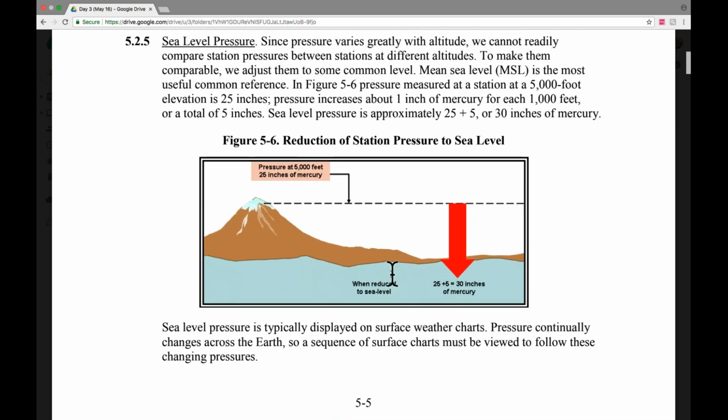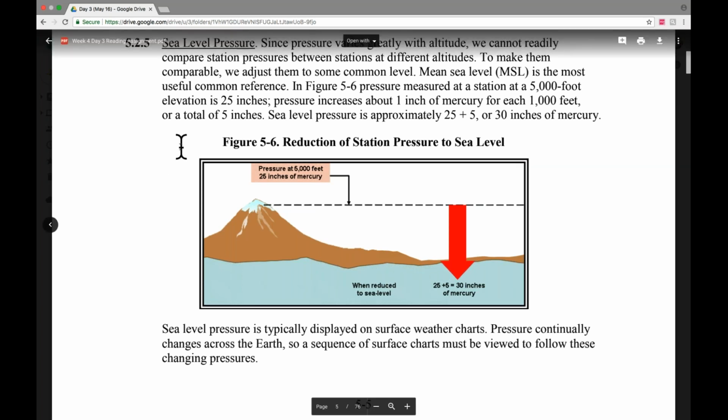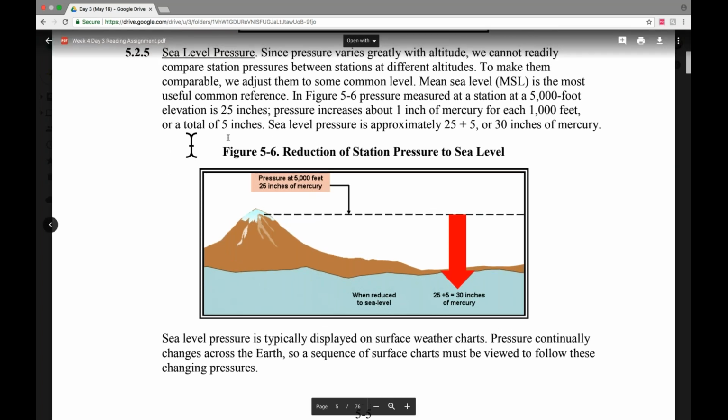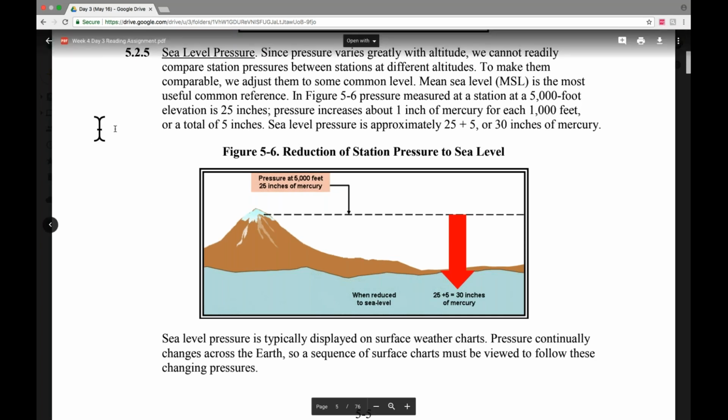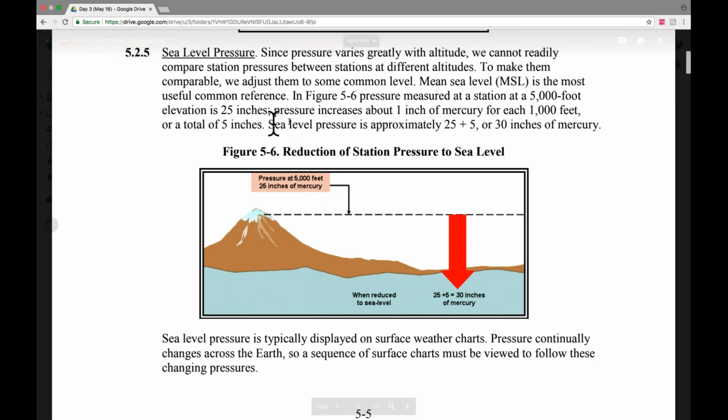So sea level pressure, basically everything's dictated off of sea level pressure. Mean sea level is the most common reference. Pressure measured at the station at 5,000 feet elevation is 25 inches. Pressure increases about 1 inch of mercury per 1,000 feet, or a total of 5 inches. Sea level pressure is approximately 25 plus 5, or 30 inches of mercury.